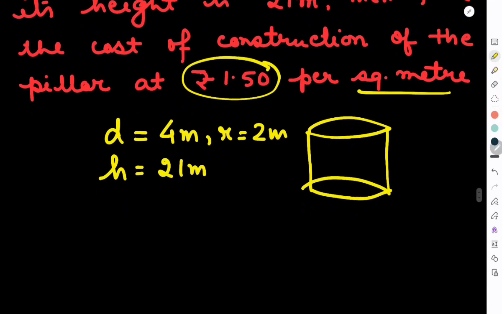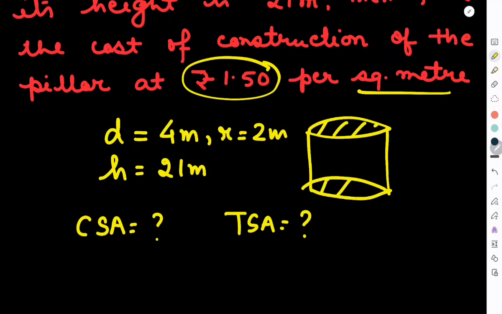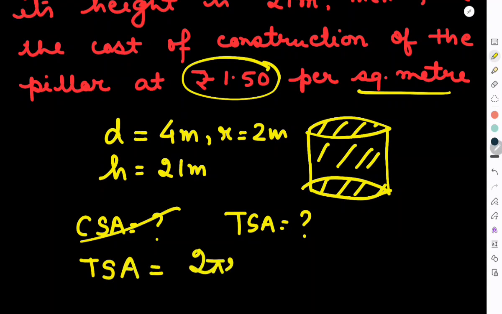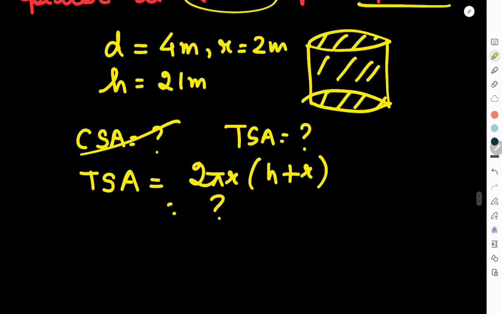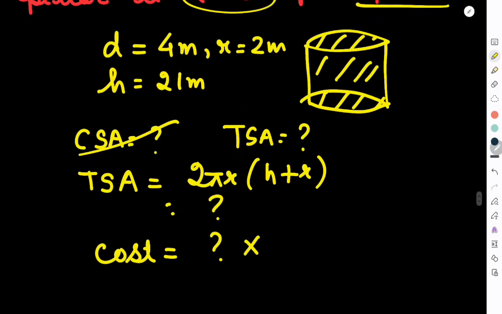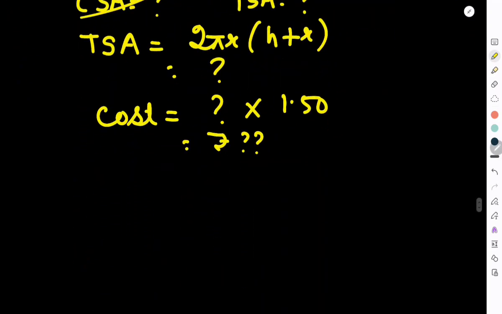All you have to do now is think whether you are going to find CSA or TSA or something else, any combination. Obviously, to build a pillar we need one surface, another surface, and obviously another surface. That means I have to find the TSA. So we use the cylinder formula 2 pi r into (h + r). I'll find out this area because everything is given. After we get this data, we multiply the cost by 1.50 and then you will get the total cost, right? So this becomes my answer. Very easy. We have to find the TSA.